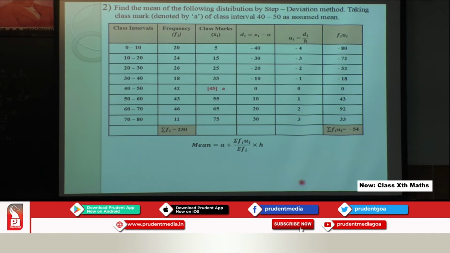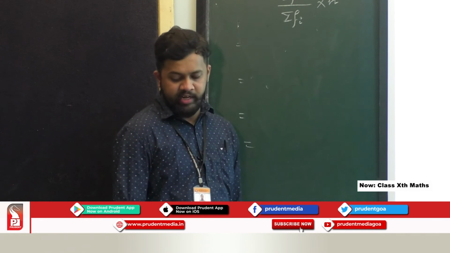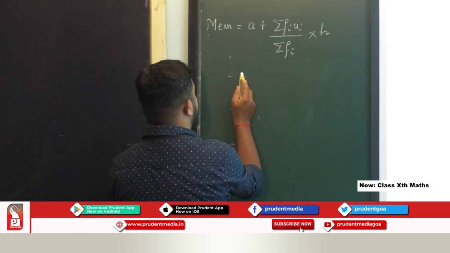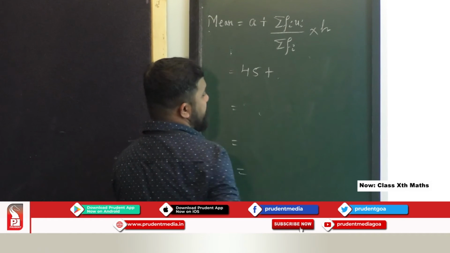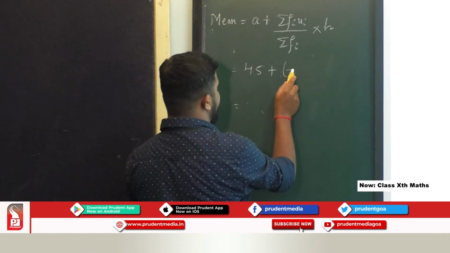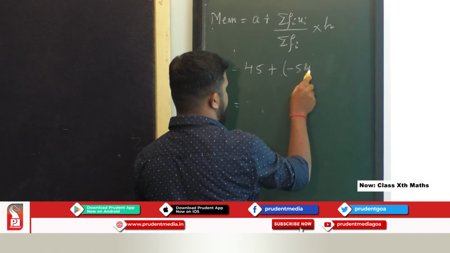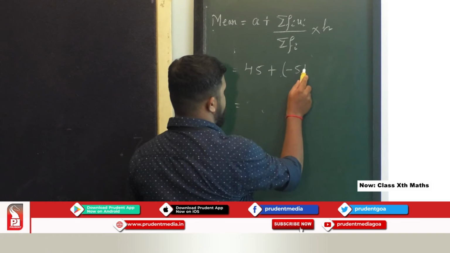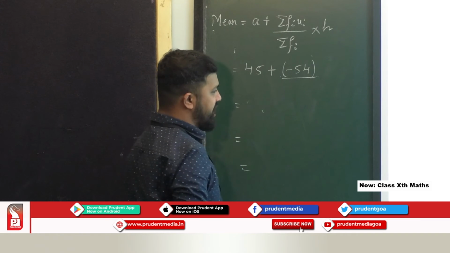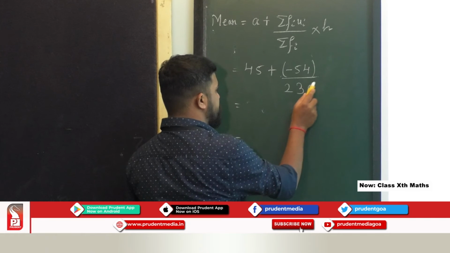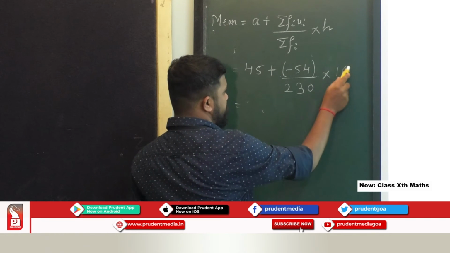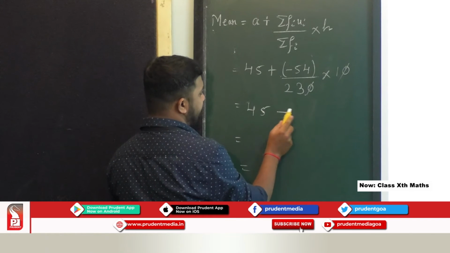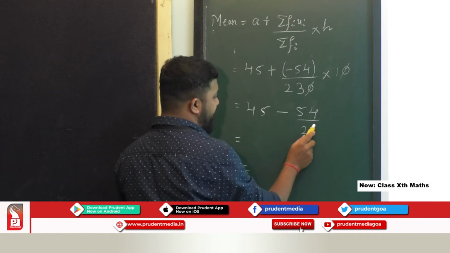Now let's find out the mean. So first of all, we should know what the assumed mean is. Assumed mean is 45 and the class size is 10. So A is 45 plus summation Fi Ui, which is minus 54. Summation Fi is 230. Height is 10. Cancel this 0. So 45 minus 54 divided by 23.